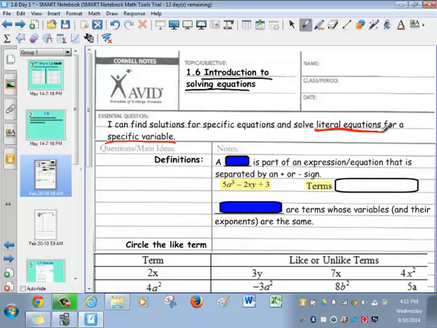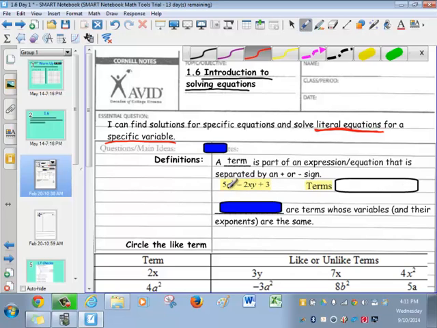So let's just start off with a nice little definition here. We got to start off with this term called a term. A term is part of an expression or equation that is separated by a positive or negative sign. So we're going to look at this right here. We got this expression. It's not an equation because there's no equal sign, and there's a lot of positive and negative signs. The terms are in between them.